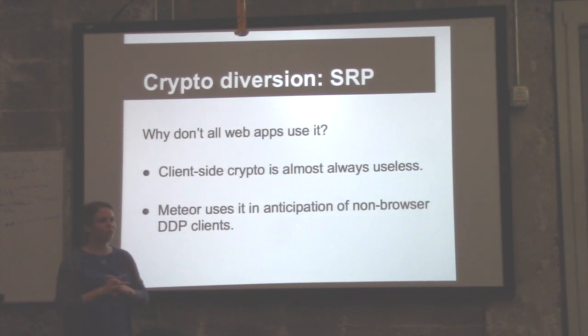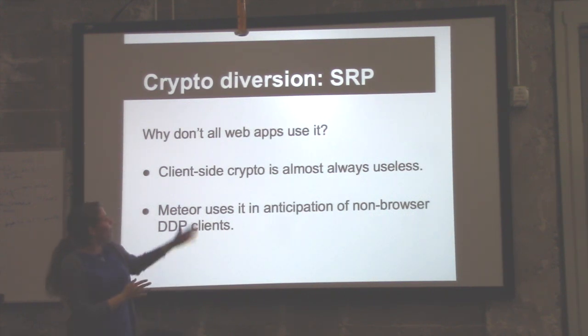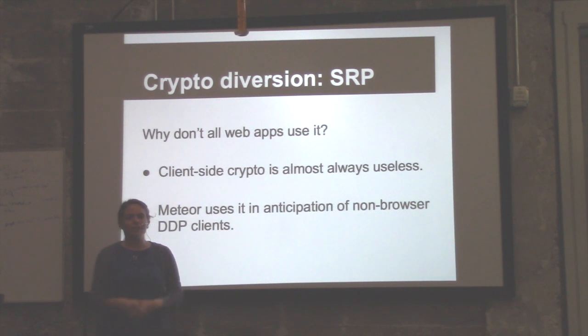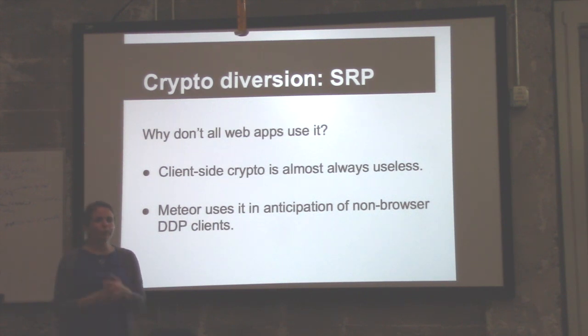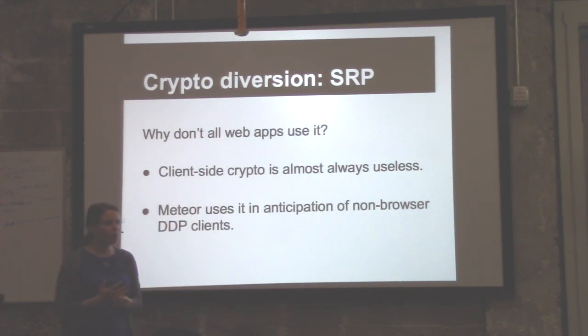So you might ask, why aren't all web apps using this? Maybe it's a good trivia question. Why do I say here that client-side crypto is almost useless? If I were a server participating in SRP, what could I do in a web app to learn the client's password, even though this protocol that I just showed doesn't tell me anything about the password?